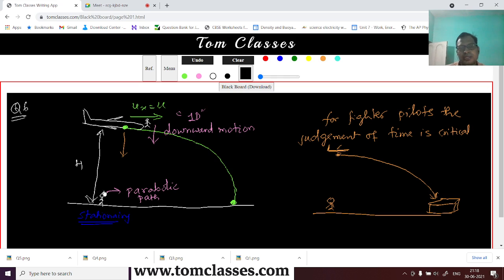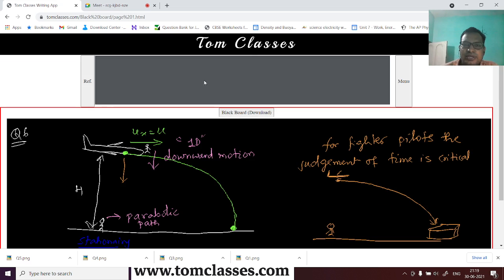Okay, right, it is going to be like this. So for a fighter plane the judgment of time is very critical. If they are delayed by 1 second, the package might land somewhere else, right? Okay, is this clear? Yes, sir. Okay, so you see that there are two different persons and they will experience two different paths, right?